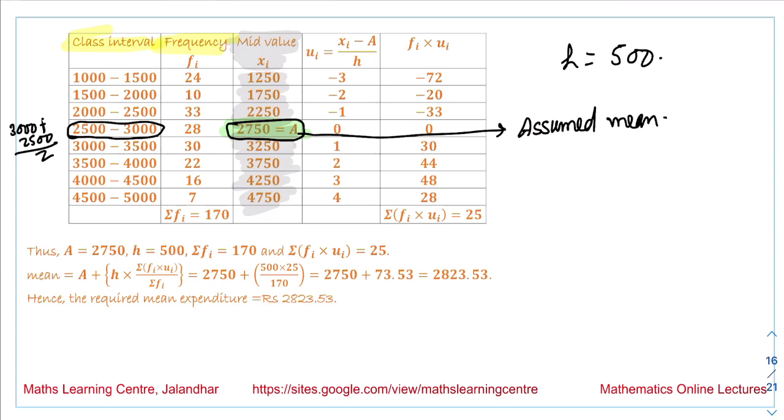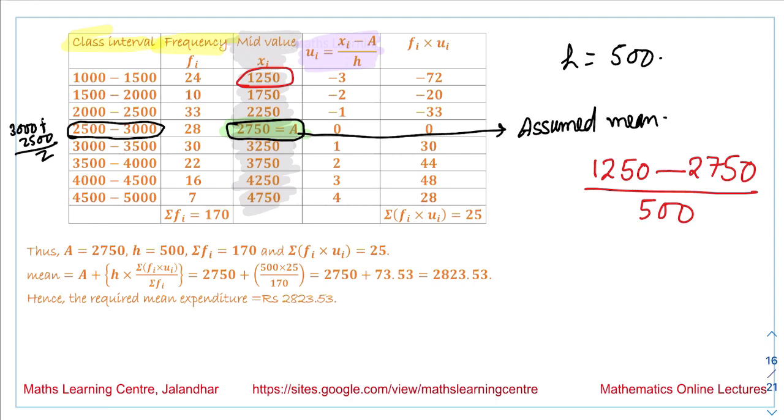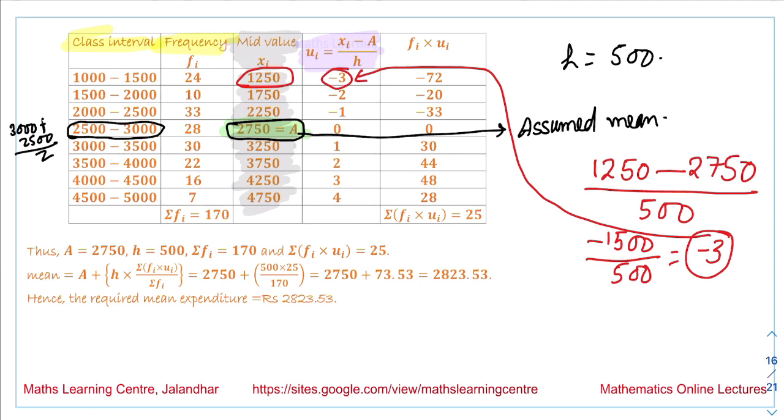So we are calculating the value of u using the formula. This is the formula for u: it is equal to xi minus a over h. So if we look at this first term over here, the xi we have is 1250 minus the assumed mean that we have over here, 2750, and the value of h we have is 500. On solving this, the answer we are getting is minus 1500 by 500, that is equal to minus 3. So this is the value minus 3 we are obtaining over here.